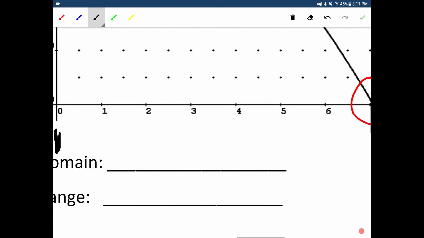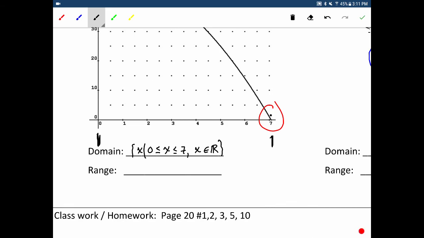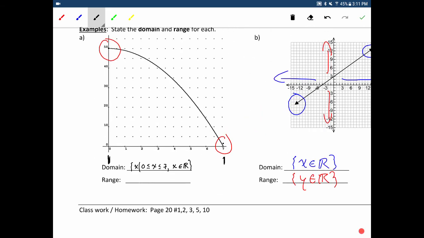Okay, so what we're going to do is write x such that x is greater than or equal to 0, but then it's also less than or equal to 7, where x is an element of the real numbers. And that's it. Okay? So now we look at our range. So now we're looking at the y's. And again, we look here, and it doesn't go anywhere below 0, and it doesn't go anywhere above 50.